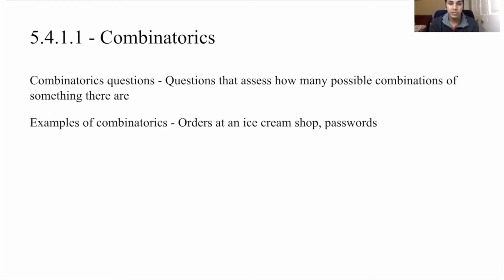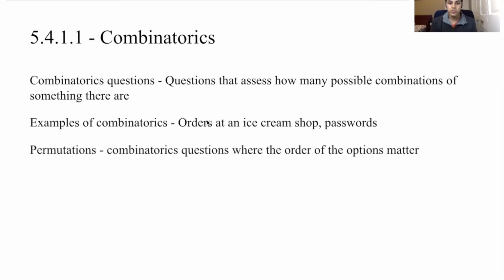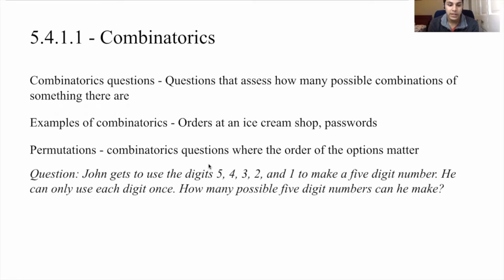Now, there are two types of combinatorics which we're going to look into, and the first one is called permutations. Permutation questions for combinatorics are ones where the order of the options matters. Let me give an example question. John gets to use the digits 5, 4, 3, 2, and 1 to make a 5-digit number. He can only use each digit once. How many possible 5-digit numbers can he make?